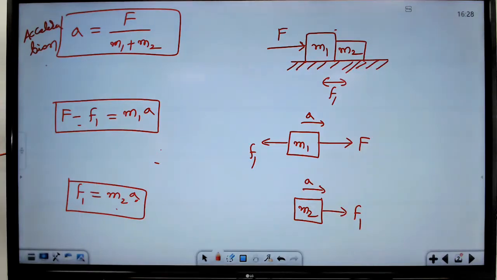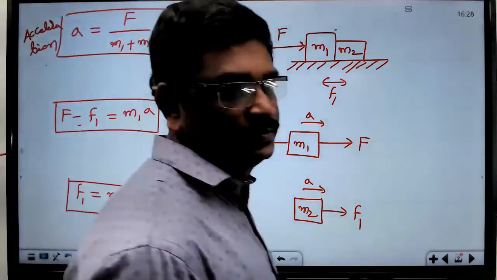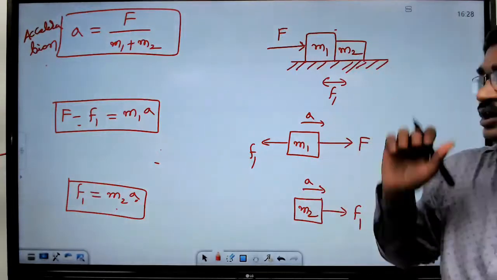Next case 2. If the same force F acts on M2, the force that acted on M1, same force acting on M2.